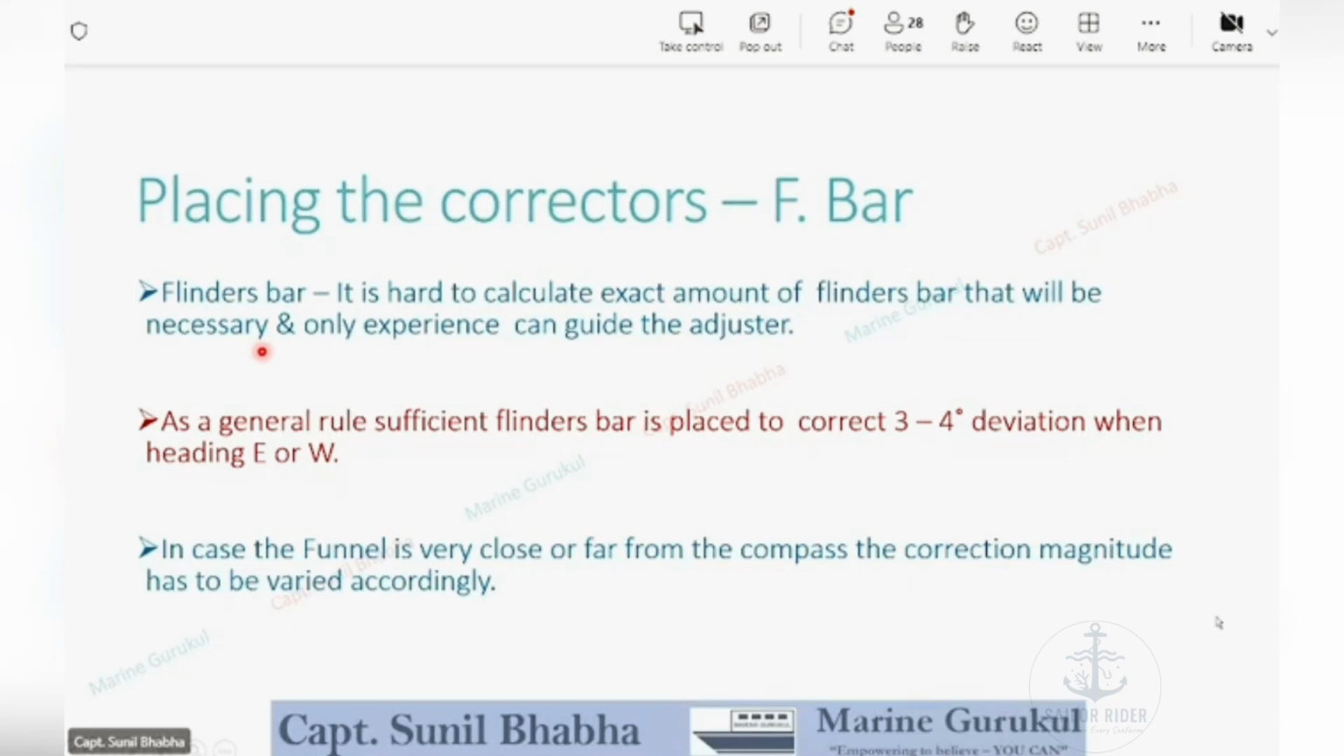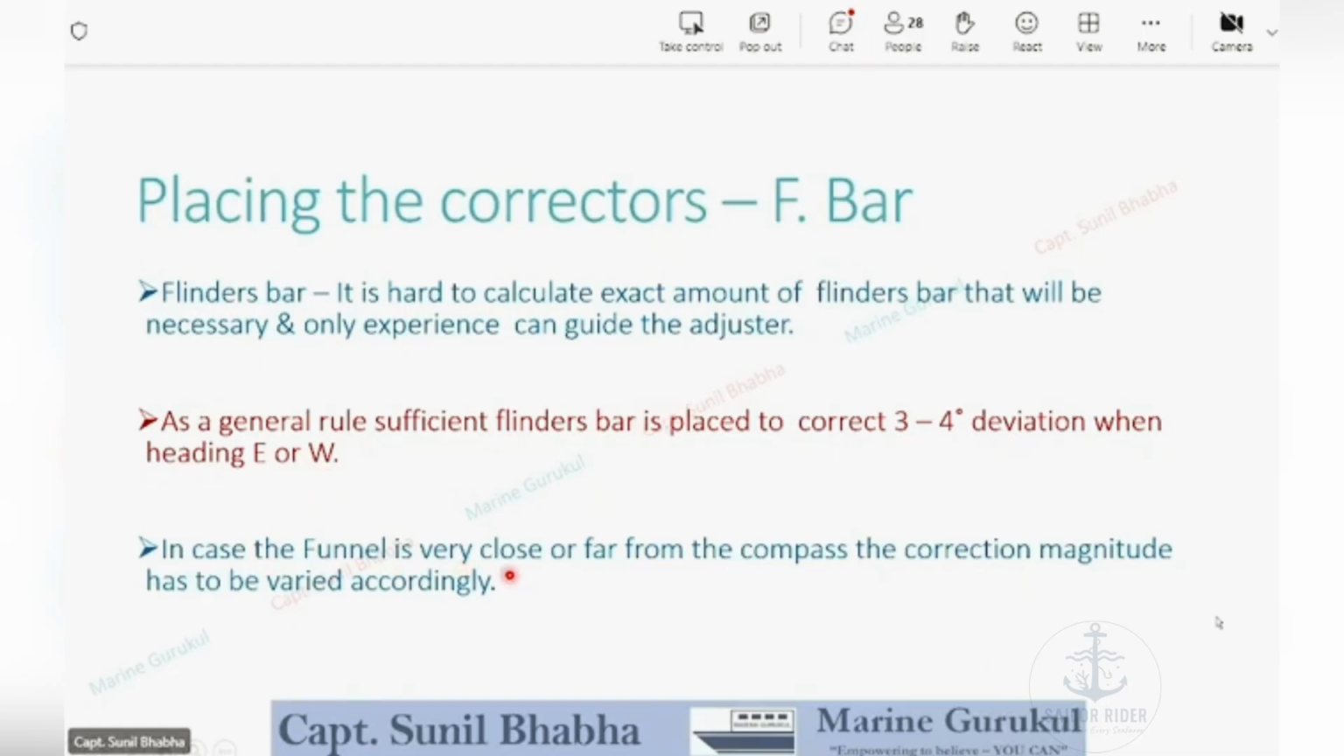We do not have any precise instruments or tools with which it can be exactly found out. So the experience of the compass adjuster comes very handy to him, and this guides the compass adjuster about the length of the flinder bar. As a general rule, sufficient flinder bar is placed to correct 3 to 4 degrees deviation when the ship is heading in an easterly or westerly heading.